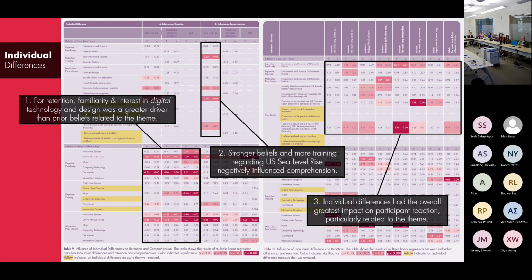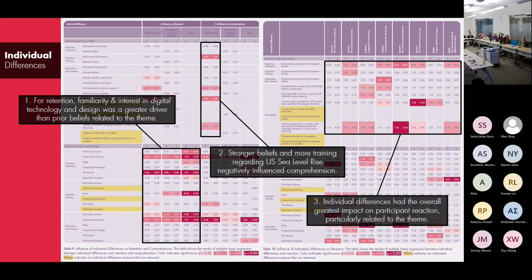I'm going to give you just three broad take-homes, and then refer you to the paper. But first, when it comes to retention, it's really your interest and familiarity in digital technology that's driving improved retention. And one interesting finding was that if you preferred print news, you're much less likely to retain information from these visual stories. So kind of a generational digital divide still exists.